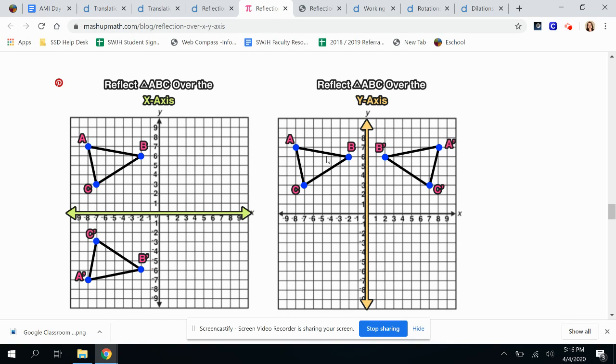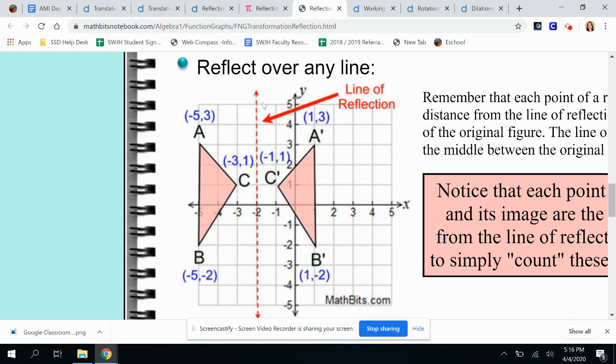For our y-axis picture over here, this is our starting image, our pre-image, and it reflects over the y-axis to get our A prime, B prime, C prime. This is our new image that was created. All right, sometimes reflections are over a line like x equals -2, so it doesn't have to be the x or y axis. It could be just a line. So here's another example of a reflection. Just make sure that when you're telling about a reflection, you state the line of reflection.